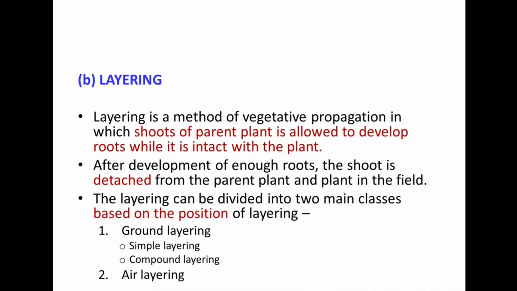Then there is ground layering. Based on the position of the layering, there are two types: ground layering and air layering. Of course, you know ground is soil, and air is above the soil, because in the previous case we studied aerial modification. In ground layering itself, we have simple layering and compound layering. We are going to see what simple layering and compound layering are.